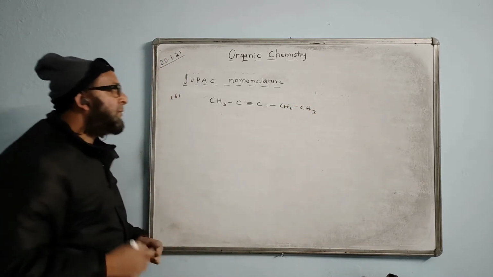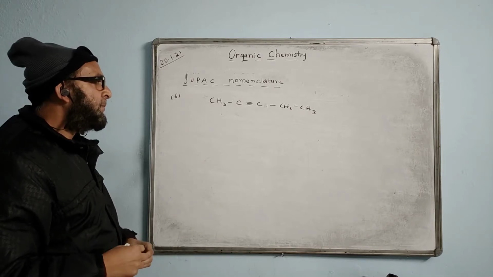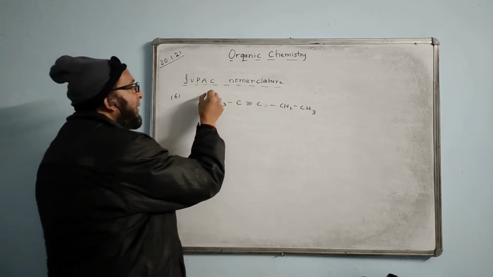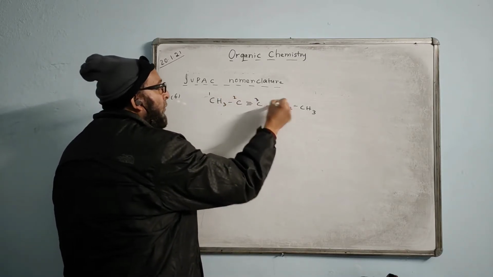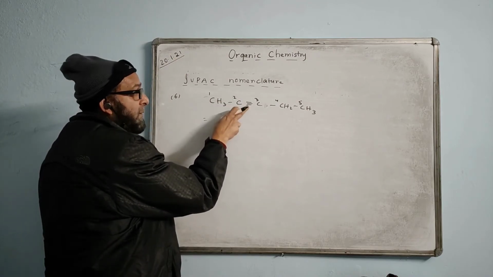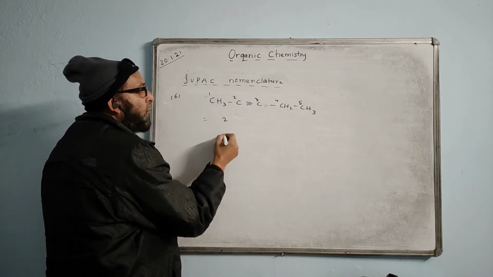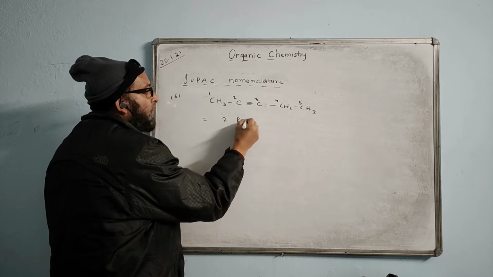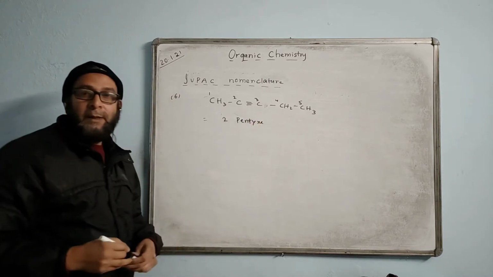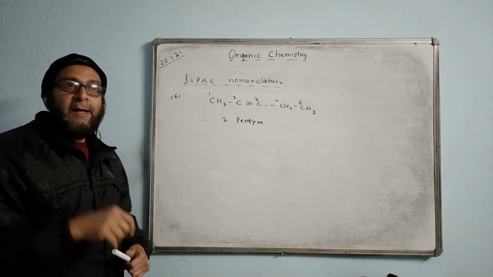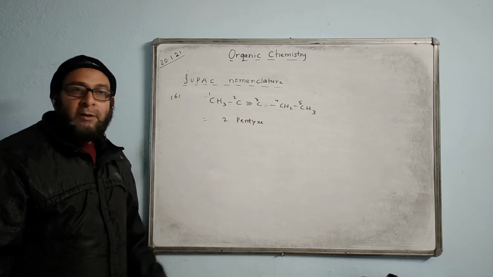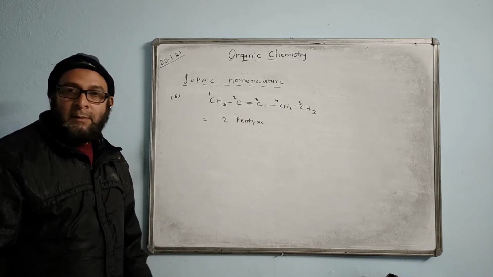Let us give the name of this. What is the name of this? We'll give the number here 1, 2, 3, 4, 5. Number 2 keeps it. What name should I give? 2 pent and triple bond is yne group, 2 pentyne. We call it 2 pentyne, or we can call it pent-2-yne. But that is difficult, but this is easier. 2 pentyne, we say that.